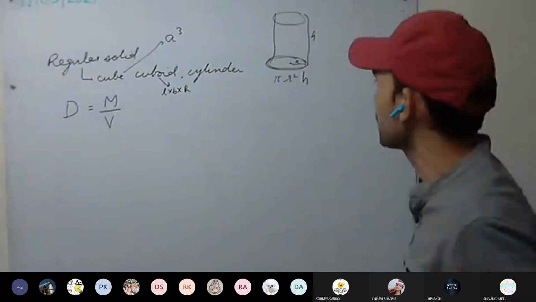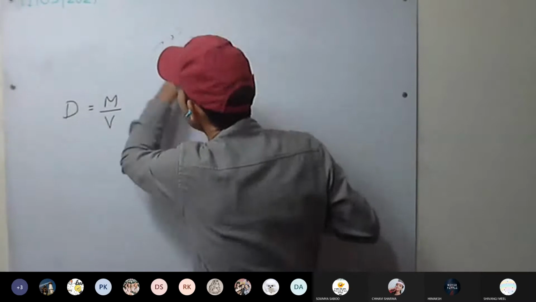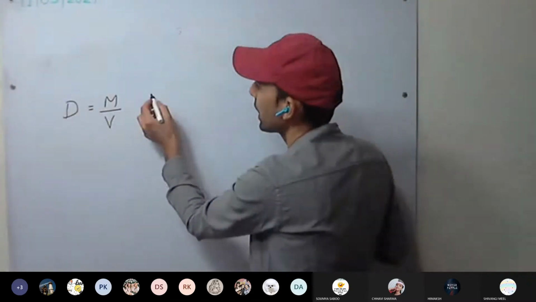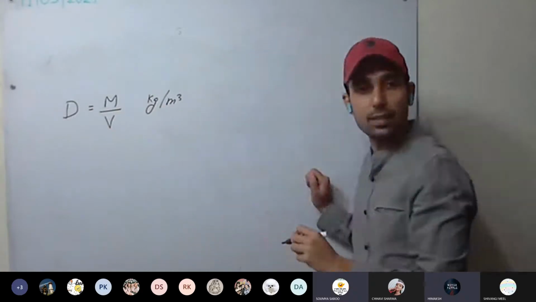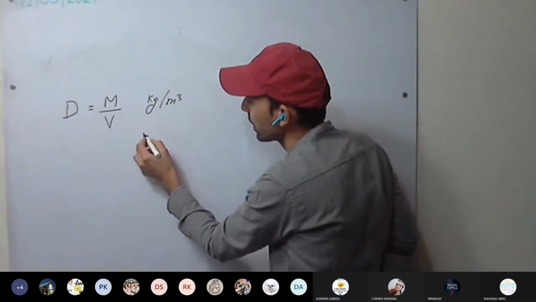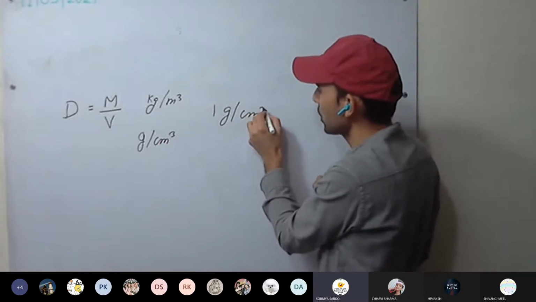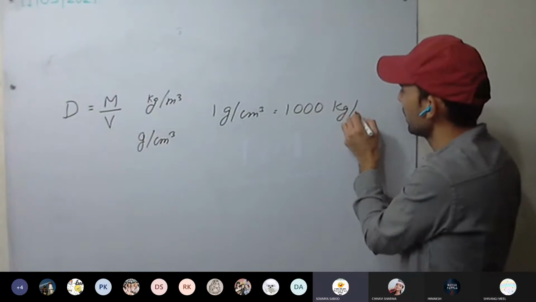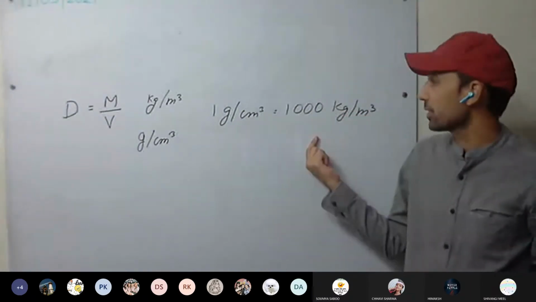Then we discussed units of density. What is the SI unit of density? Mass is kg, volume is meter cube, so kg per meter cube. Then we discussed CGS, gram per centimeter cube. How are they related? 1 gram per centimeter cube equals 1000 kg per meter cube. We can calculate that one; we calculated it yesterday as well.